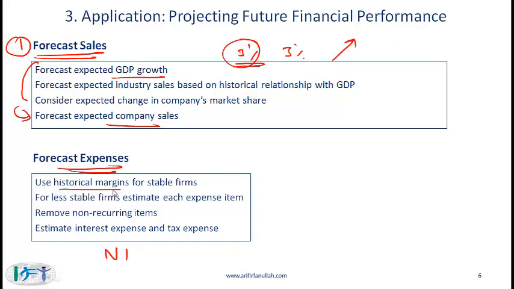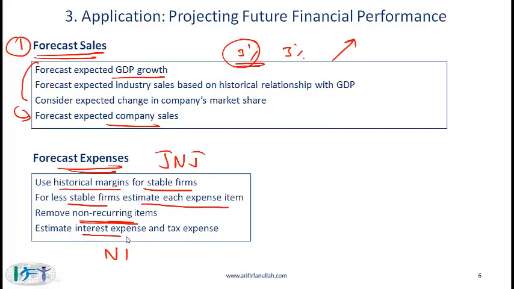We can use historical margins such as gross profit margin and operating margins for stable companies, and this works for companies such as J&J, which are large and diversified and stable. For companies which are not stable, they might be new companies, a company like Facebook for example. Here we need to estimate each expense item. We should also remove any non-recurring items because with our forecast we are concerned about revenue items and expense items that will recur. Those that will not recur should not be considered in our forecasts.